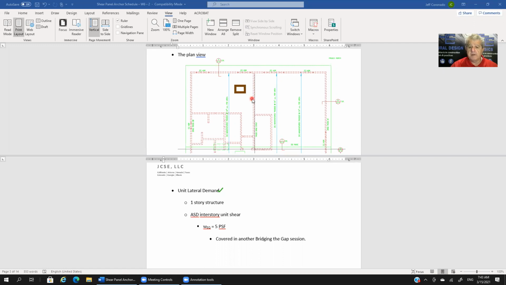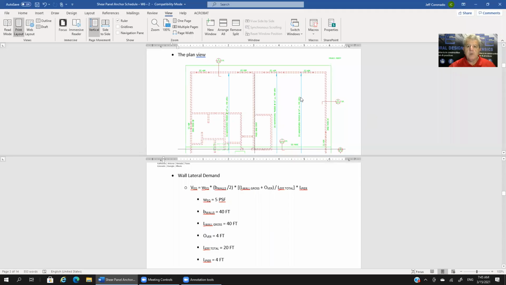How to determine that 5 pounds per square foot is covered in another Bridging the Gap. If you need help finding that session of Bridging the Gap, let us know. Drop us a note at the end, and we'll try to find the title of that one for you and point you in that direction. But our starting point is W earthquake is 5 pounds per square foot for this example.